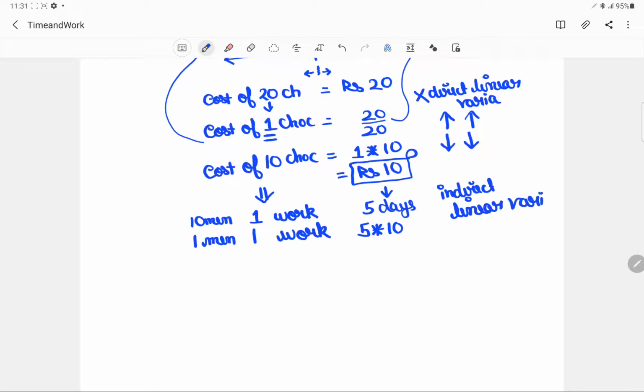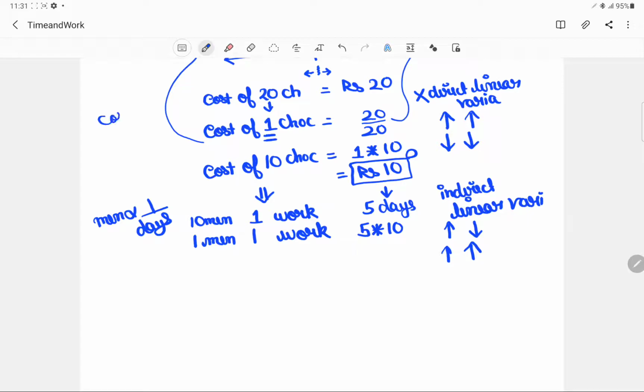But we are never using it. It is simply based upon our intuition. That is, more is the number of men, less would be the number of days they will take. Less is the number of men, more is the number of days that they will take. So you can see men is directly proportion to number of days.